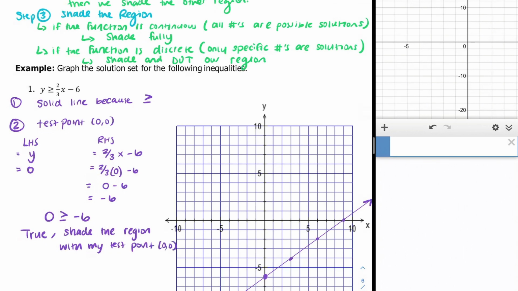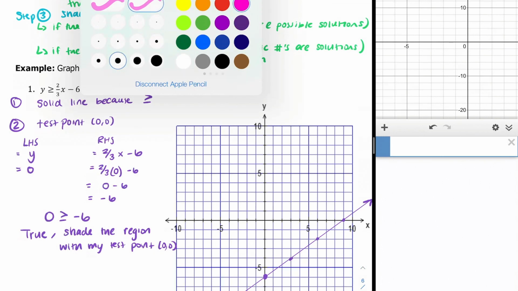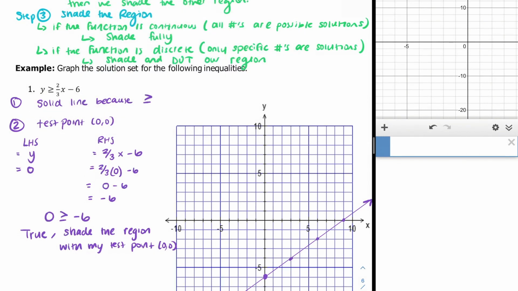So my test point was 0, 0, so I'm going to shade the region of the graph that has that 0, 0 as a test point. So I'm going to take out my highlighter here, and I'm going to shade it. So I'm going to go ahead and shade everything on that side of the line. Oh, that's weird that that happened.